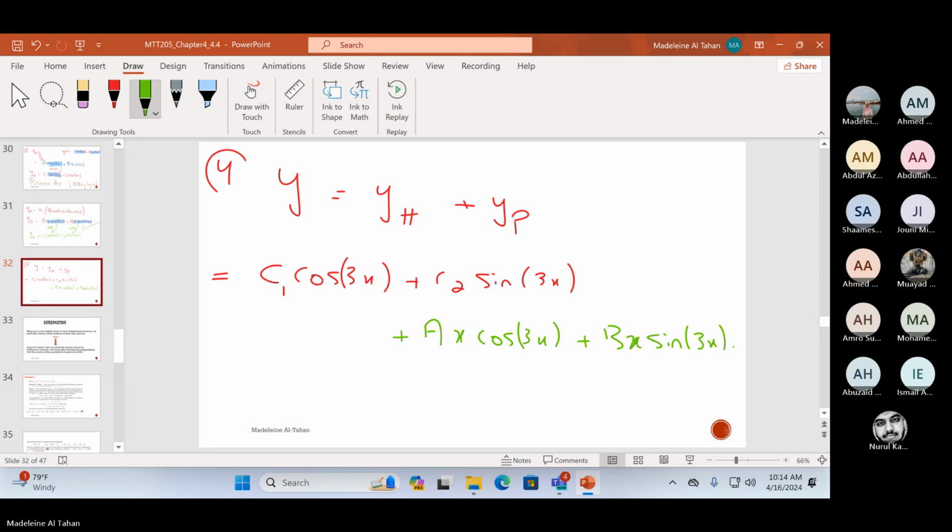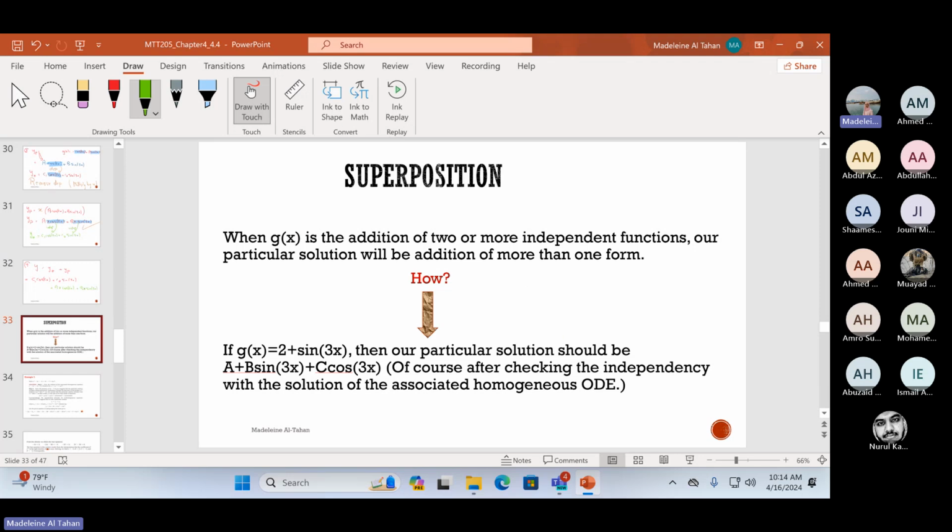Okay. If you still remember, in sections 4.1 and 4.2 we said that after the equal sign we may have different functions. They are already giving us this example. If you look at this one, g of x is 2 plus sine 3x. So we have a constant and we have sine, and they are independent. So basically here, how many particular solutions will we have? We will have 2 particular solutions, one related to the constant and one related to the sine.